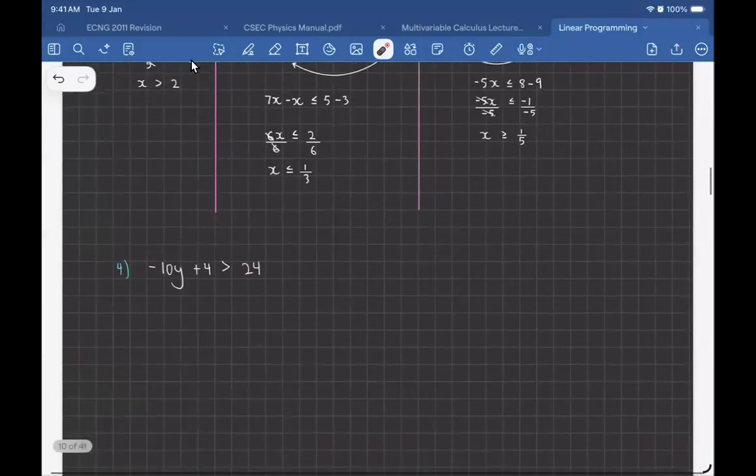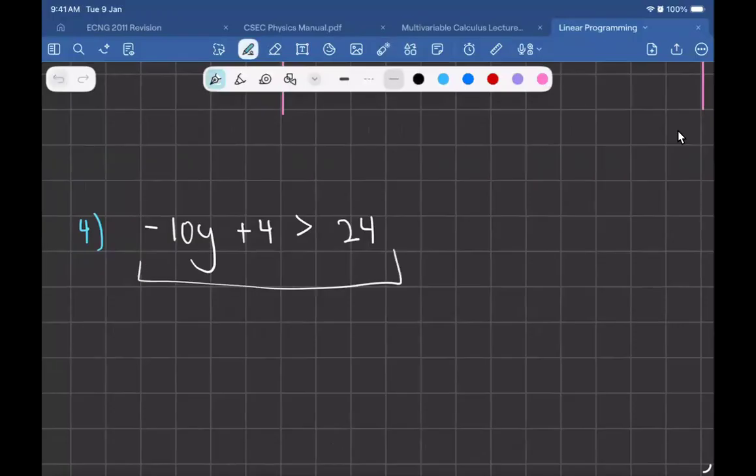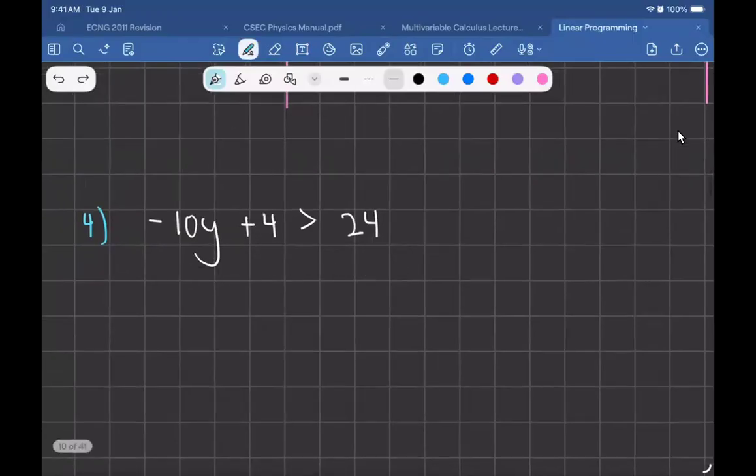Right. Who was my next victim? Who didn't I call? Well, Perseus, I didn't call you. So help me here, Perseus. Question 4. Tell me, what are we trying to find in question 4? For y, sir. Right. What shouldn't be on the left-hand side? The +4. So we have to move across. So tell me what the next line would look like.